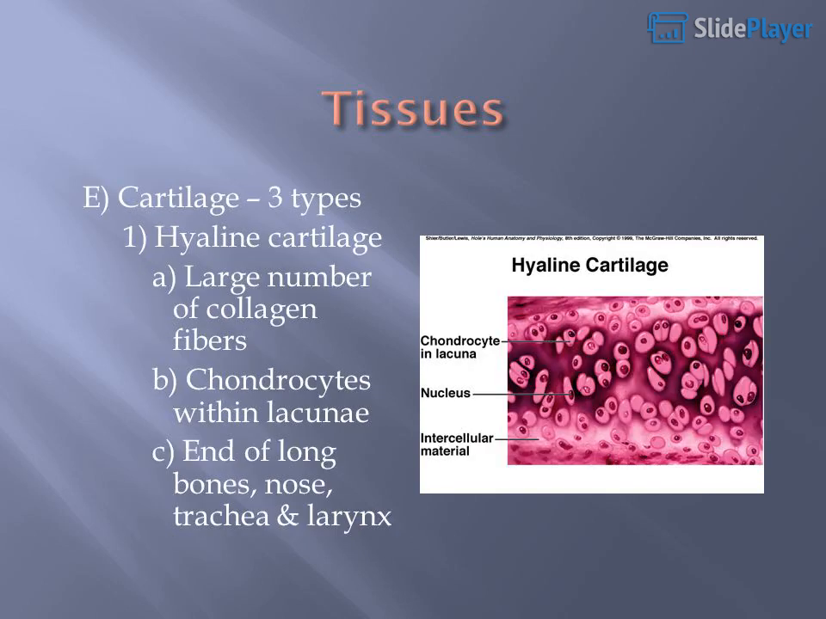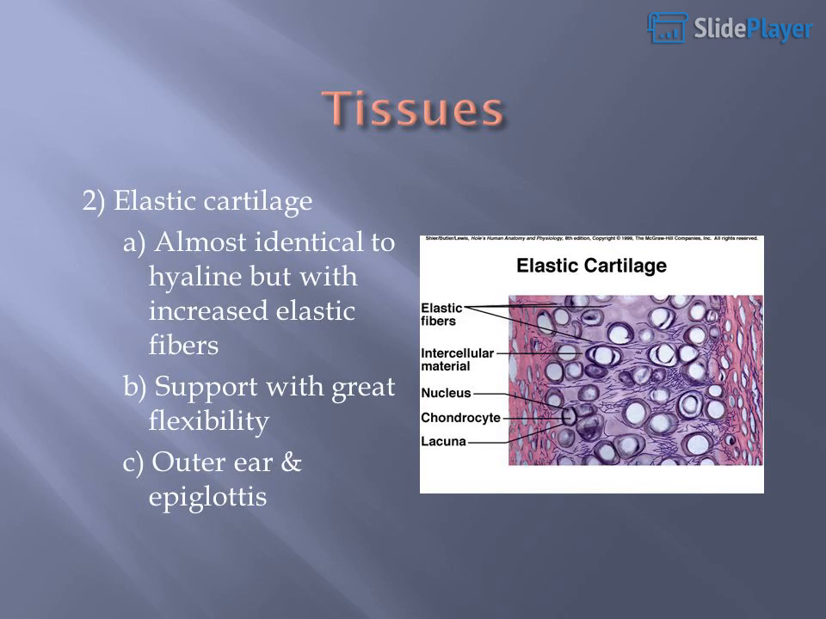E. Cartilage, three types. 1. Hyaline cartilage. A. Large number of collagen fibers. B. Chondrocytes within lacunae. C. End of long bones, nose, trachea and larynx. 2. Elastic cartilage. A. Almost identical to hyaline but with increased elastic fibers. B. Support with great flexibility. C. Outer ear and epiglottis.